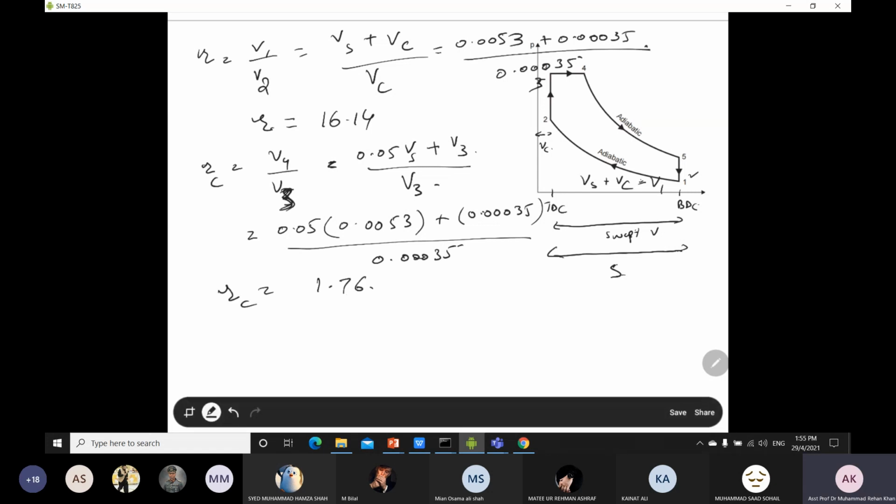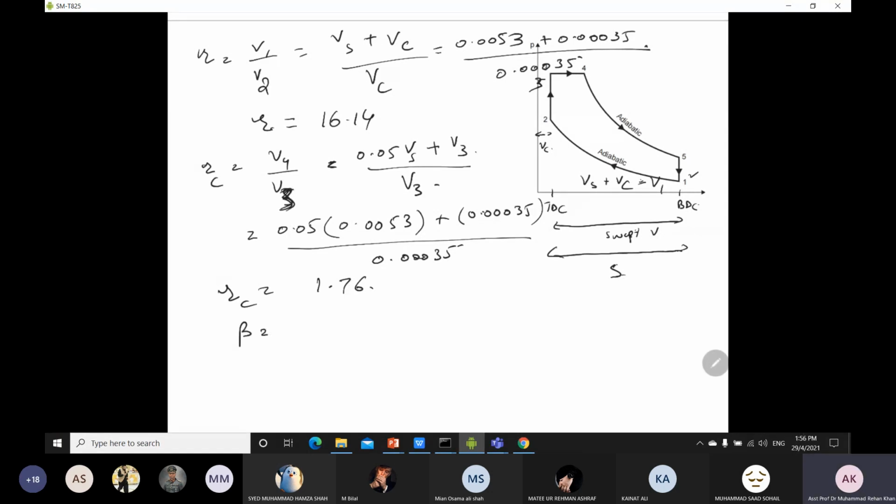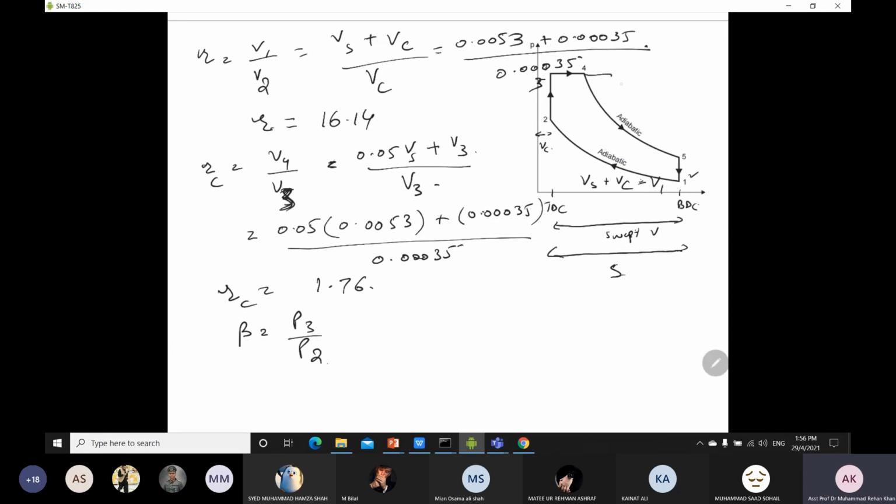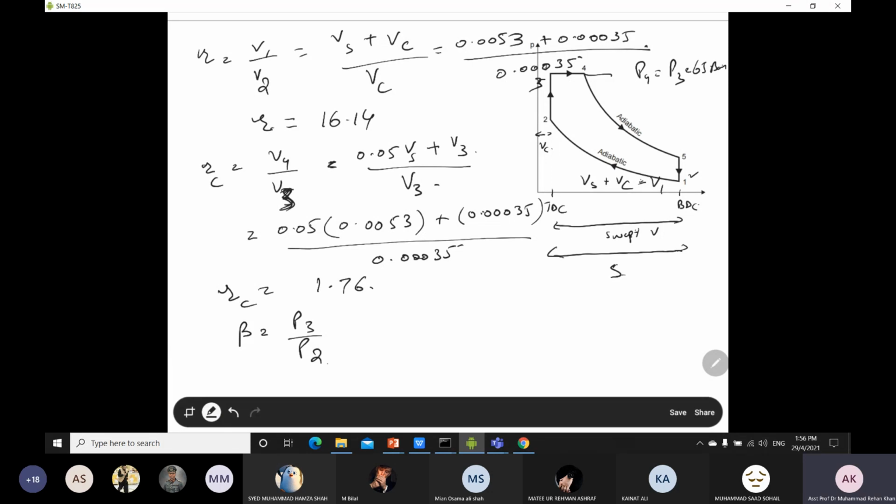Okay, so now rc is known to us. Now the remaining variable which we have to put in the efficiency equation is the pressure ratio, or beta. In order to find beta, we already know beta is equal to P3 over P2. In your question it is mentioned that the maximum pressure is 65 bar. The maximum pressure is at point number 4 and 3 because P4 is equal to P3. So it will be 65 bar. But P2 is not known to us, so first we have to find out P2.